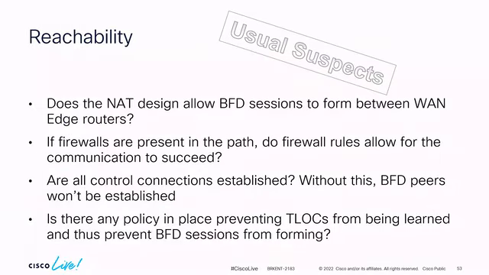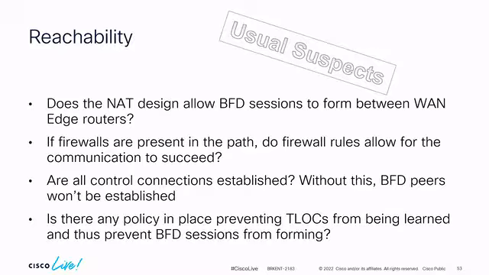So if I summarize our usual suspects here: does the NAT design allow BFD sessions to form between those WAN edge routers? If firewalls are present in the path, do the firewall rules allow that communication to succeed? Are all the control connections established? Because if you don't have a control connection established, you're not going to see a BFD session form.